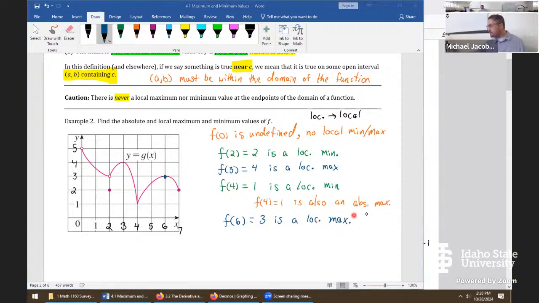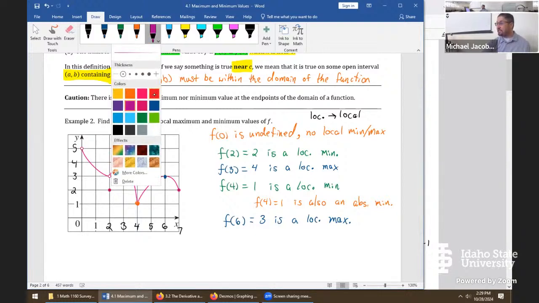That's a good question. Let me fix my wording right here. F of 4 equals 1. I said it was an absolute max. I think I was losing my train of thought here. I must have not drank enough coffee before class. Let me fix that. That should have said min. And what makes this value right here an absolute minimum is it's the lowest part of the graph for every function value that occurred.